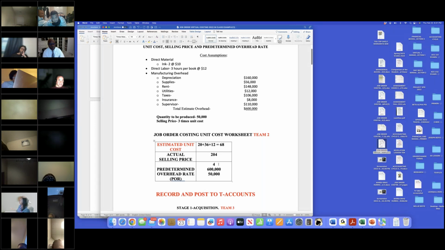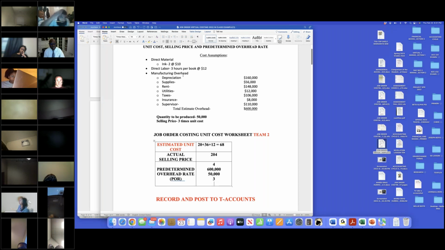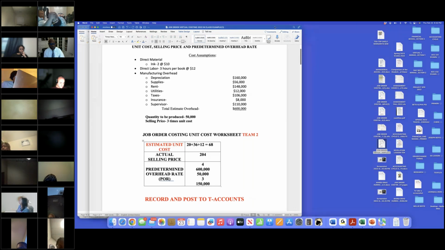The third thing is not selling price, but productivity. It's taking you 3 hours per book. So if it's taking you 3 hours per book, then we multiply 3 times 50,000, so it's going to be 150,000 hours. And then what are we going to do? We're going to divide the 600,000 by the 150,000, and we get a 4.